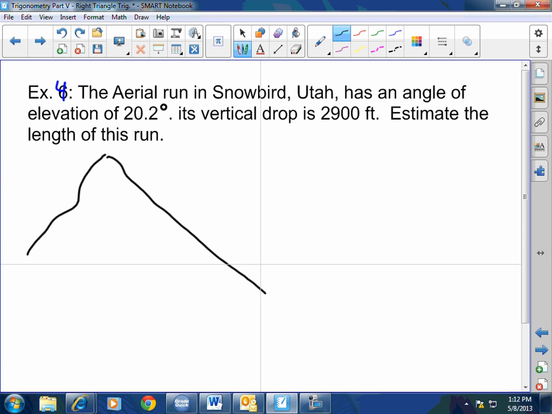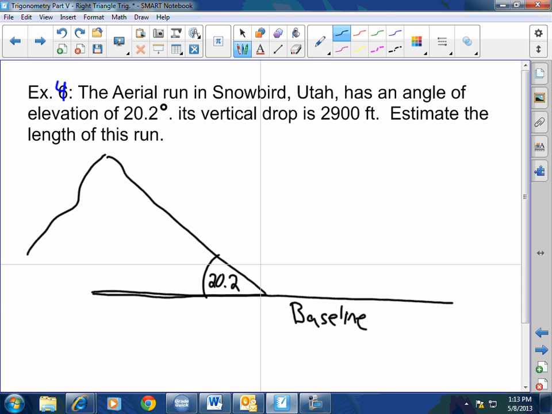Let me explain how we do this, okay? The ground is right here, right? So the ground is my baseline. You guys with me? Okay, this is my baseline, right? They say that it has an angle of elevation of 20.2. So look at what I'm doing, guys. Here's my arm, my baseline. I got to look up at the top of the mountain. My angle of elevation is right here, 20.2. Do you see that? That's an angle of elevation. Yes? And then they say that the vertical drop is 2,900.